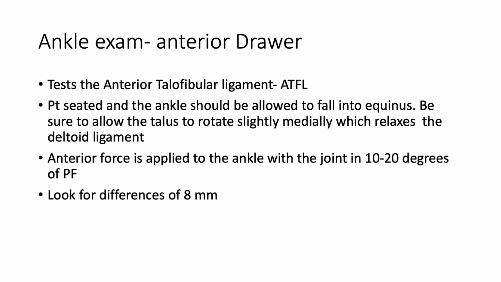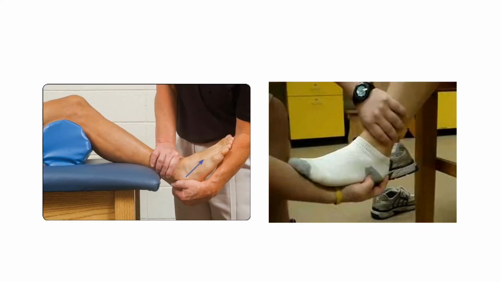The next specialty test of the ankle is the anterior drawer. This will test the ATFL. The patient is seated with the knee and ankle in some flexion, and then you apply an anterior drawer force. We're looking for side-to-side differences, especially about 8 millimeters for a positive test. This slide demonstrates the supine position versus the seated position for the anterior drawer test.